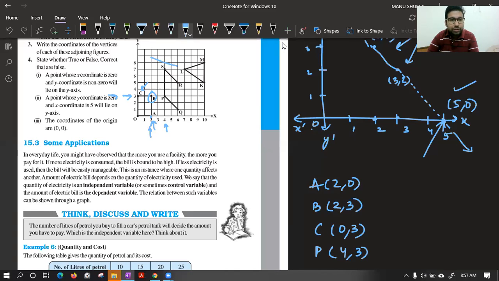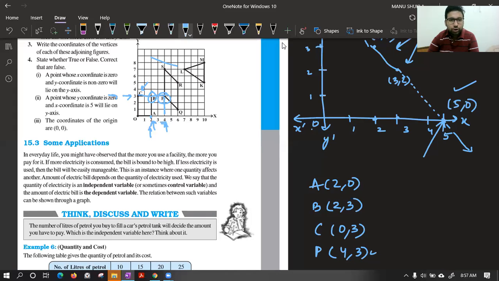Saurabh, beta, see for P point. P point is here, this one. If you see, this is the vertical line going to 4, and this is the horizontal line going to 3. That is why the coordinates of P are 4 comma 3.